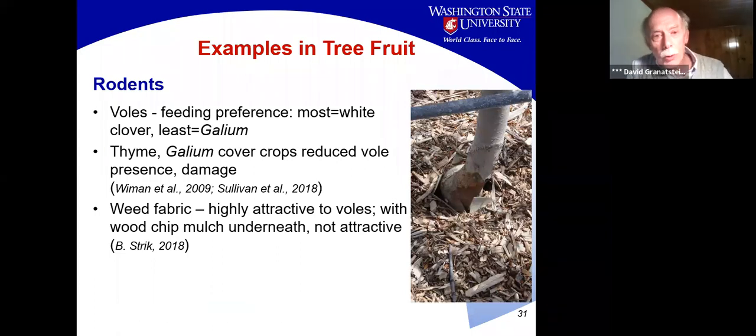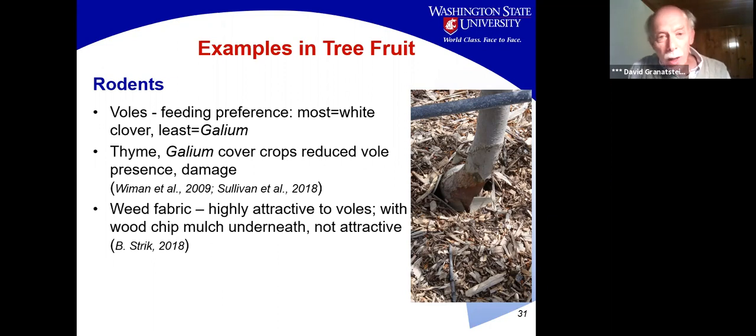An example for rodents. Rodents are a problem for us here, particularly the voles. It turns out that there was a nice study done by some wildlife ecologists that established the feeding preferences for these voles. Their favorite food was white clover, and at the bottom of the list was a Galium species that was found out in the wild. Galium is a genus, and there's another plant you may know called sweet woodruff, Galium odoratum, that we often use as an ornamental and has actually been used as an orchard cover crop in some cases.